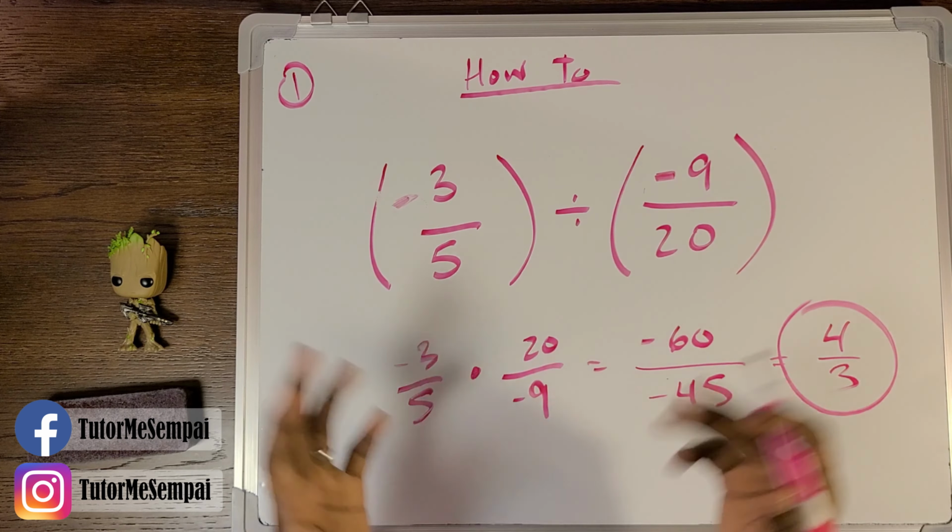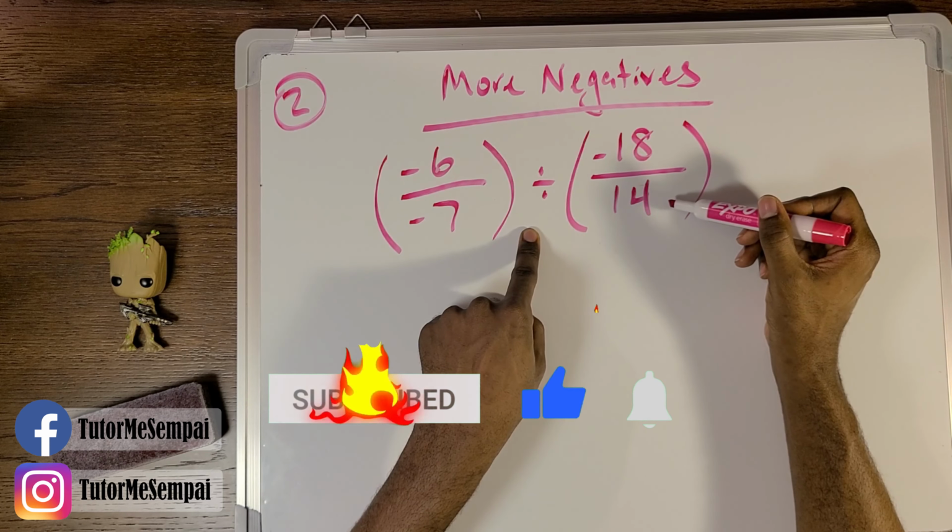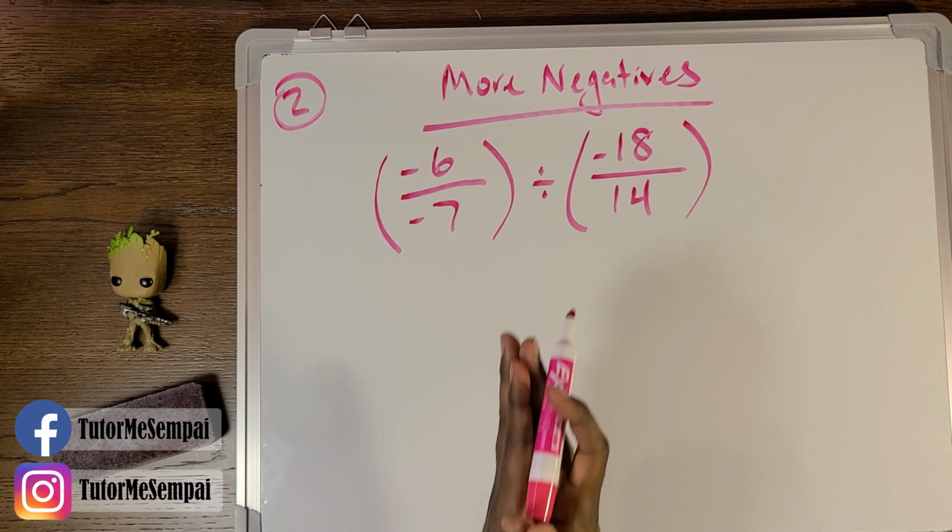Let's say we have a question like this. We have a negative 6 over a negative 7 divided by a negative 18 over a positive 14. And we want to know what the answer to this question is.